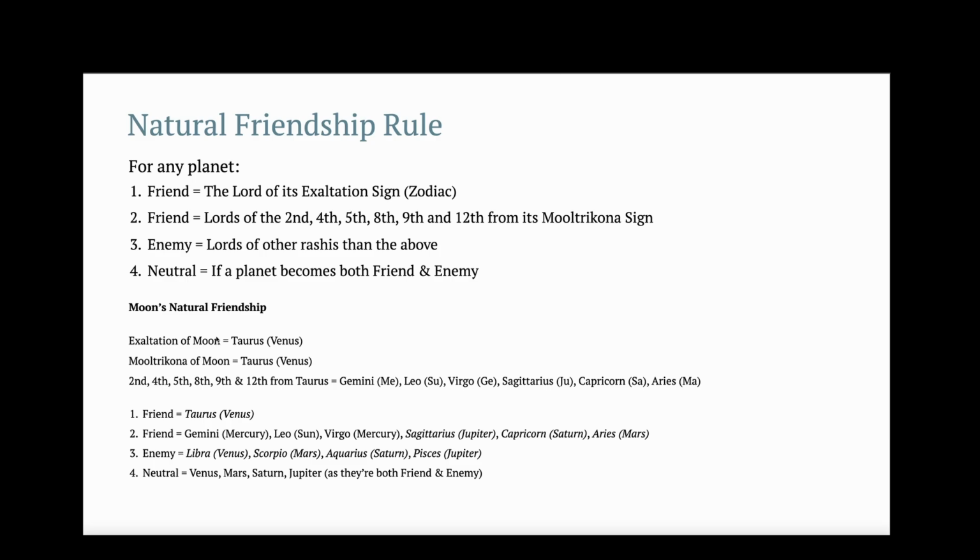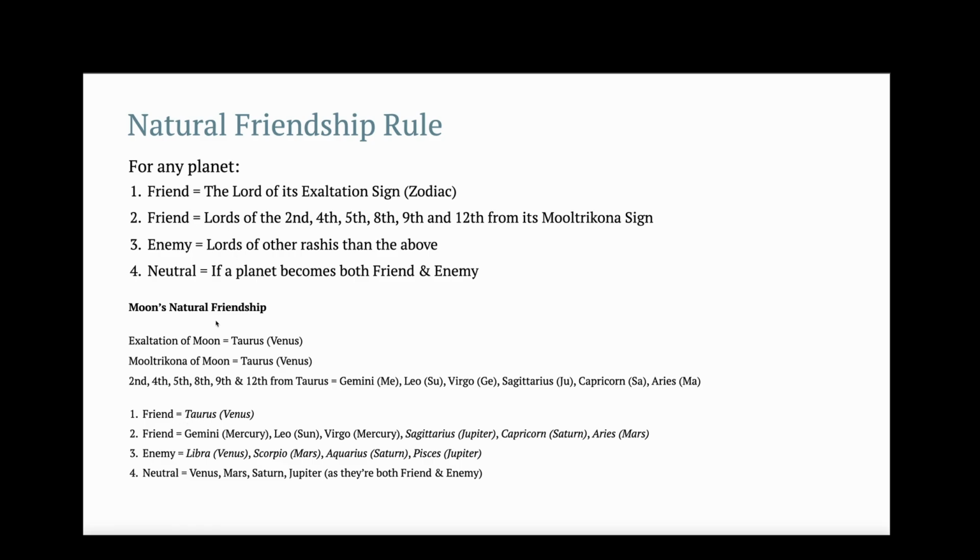So the exaltation of Moon is the sign Taurus, and the ruler is Venus. The Mool Trikona of Moon is Taurus, and the ruler is also the same, Venus. And so from the first rule, the lord of the exaltation sign, the lord of Taurus is Venus. So Venus becomes a friend of Moon.